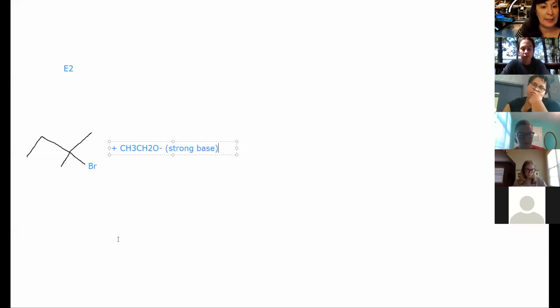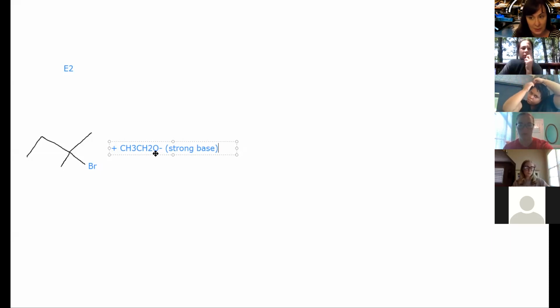And the reason why I'm writing strong base here is because I don't want you to get all confused by what this big guy does here. What this big guy does is it takes away a proton, which is what bases always do, okay? This is what a strong base is for. Okay, so let's think about this example.